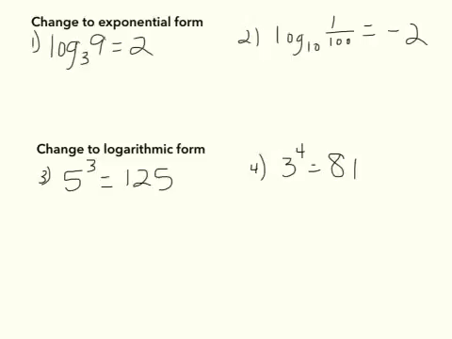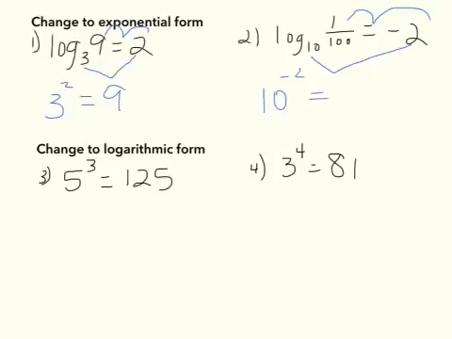So let's practice that here. If I have a log form, I want to change it to exponential. We're going to do the little pattern we just did. So 3 to the power of 2 equals 9, which makes sense because 3 squared is 9. Again, log with a base of 10, 1 over 100 equals negative 2. If I want to change that, I start at the little number: 10 to the power of negative 2 equals 1 over 100.